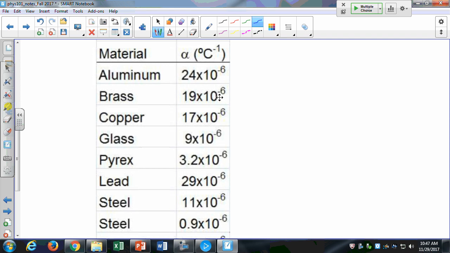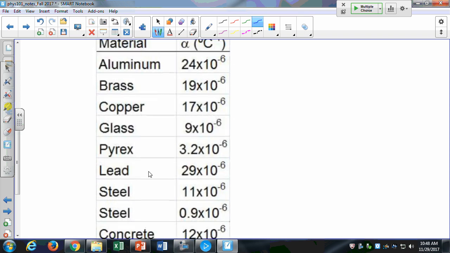Though we'll look at some conceptual problems in just a bit that you have to think a little bit more about. These are coefficients of linear expansion. Notice that they're different. So some materials will expand at a greater rate or expand more than other materials. Which of these materials will expand the most? Is it aluminum or concrete? Or aluminum or steel, rather? Aluminum has the highest coefficient of linear expansion. Steel has the smallest. Which one expands the most when it's heated up?